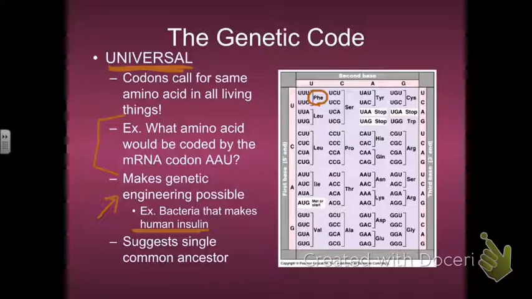The other important thing about the genetic code being universal is that we all work the same way. All living things are operating with this pretty complex code system, so it's very unlikely that it could have evolved more than once. That suggests there would be a single common ancestor. We all function the same way biochemically.